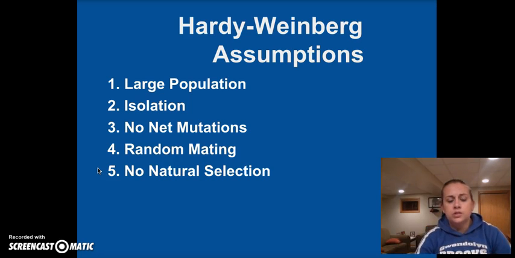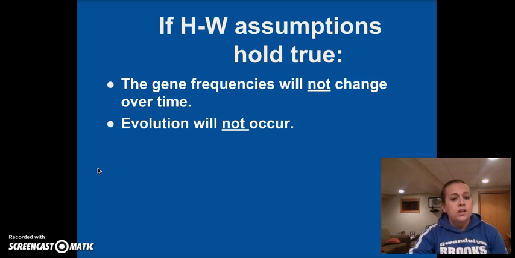Now, the Hardy-Weinberg assumptions that I talked about before were that you have to assume that populations are large. You have to assume that they are isolated so that you don't have individuals migrating in and out. You want to assume that there is no net mutations. You want to assume that mating is random and that there is no natural selection acting. So those are the 5 assumptions of Hardy-Weinberg. It says that evolution is not occurring if the population is large, if it is isolated, if there's no net mutations, if all mating is random, and if no natural selection is occurring. All right, so the gene frequencies will not change over time and evolution will not occur if those 5 things are true.